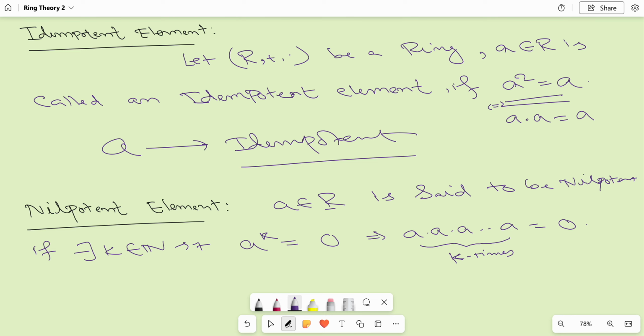Before that, the definitions should be clear. Idempotent means you have an element a, and if it satisfies a square equals a, then we say this element is idempotent. If there exists k inside N such that a to the power k is 0, then we say that a is a nilpotent element.